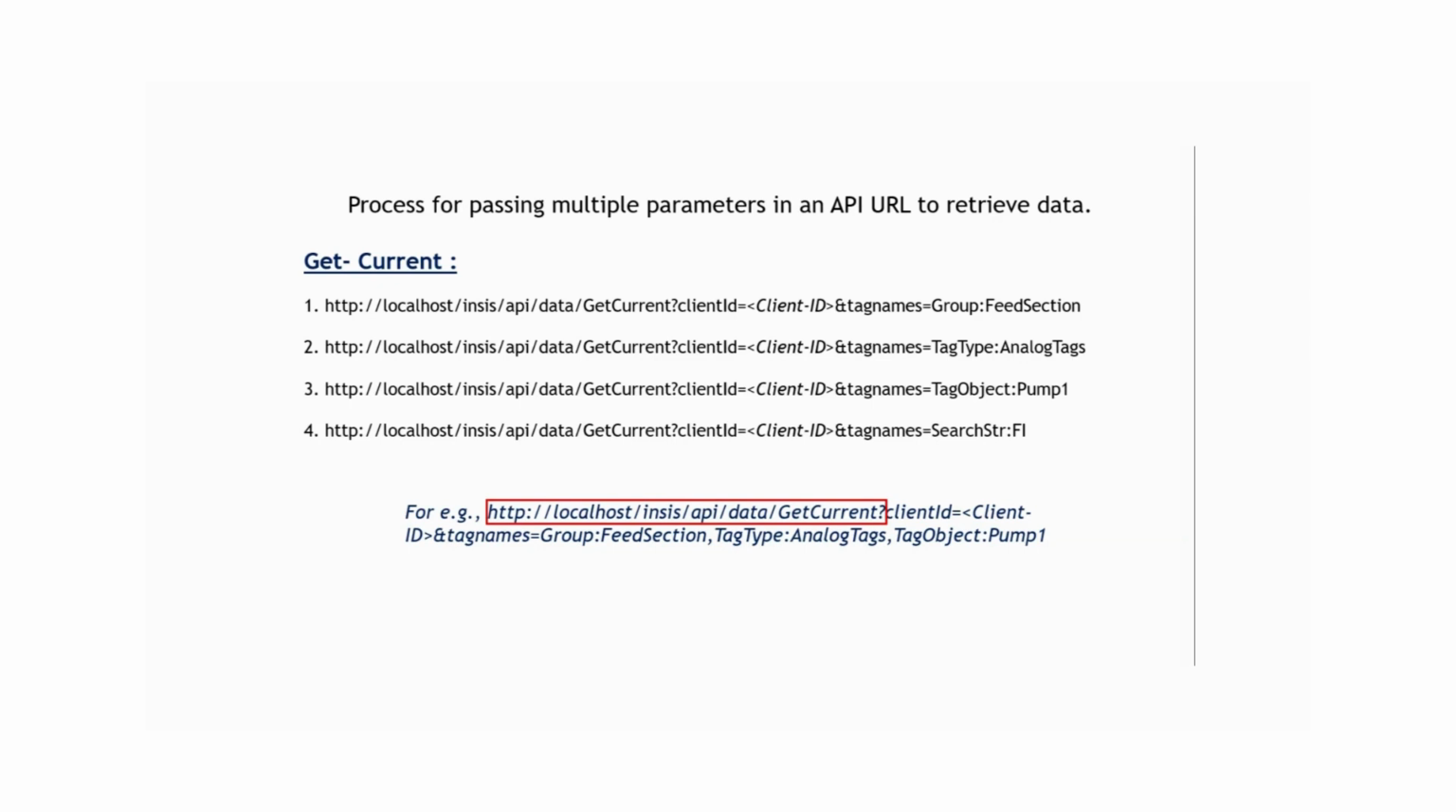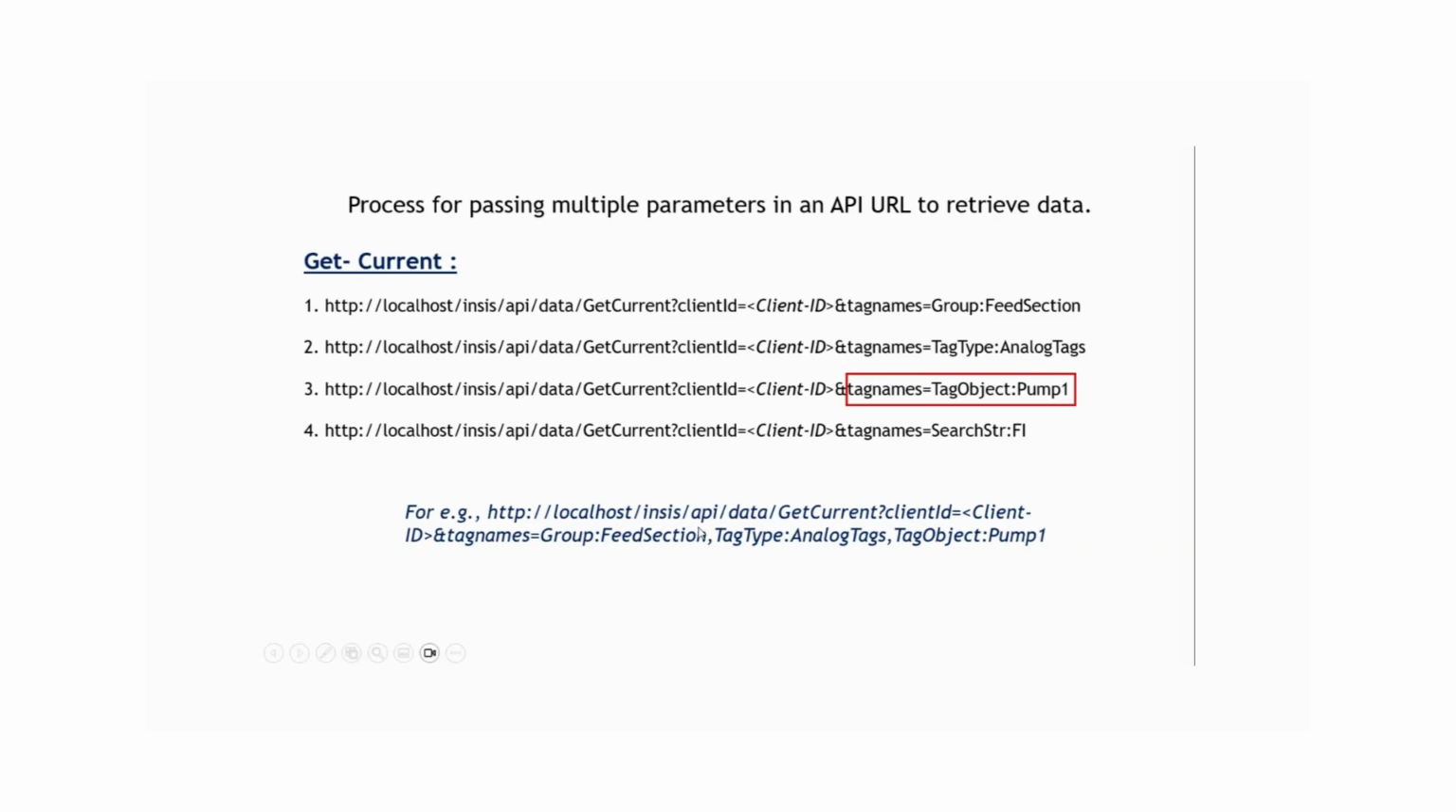The path insys/API/data specifies the desired endpoint for retrieving current data. Replace client ID with the actual client ID provided by the API provider. Now let's say if you make an API request with the object name as pump1, the API will retrieve data linked to pump1 or other fields configured under pump1 such as voltage, current, frequency and so on.